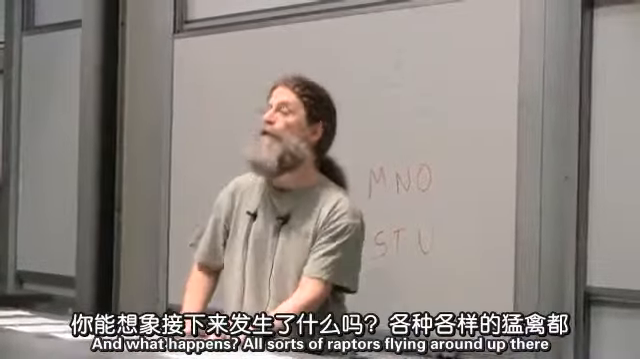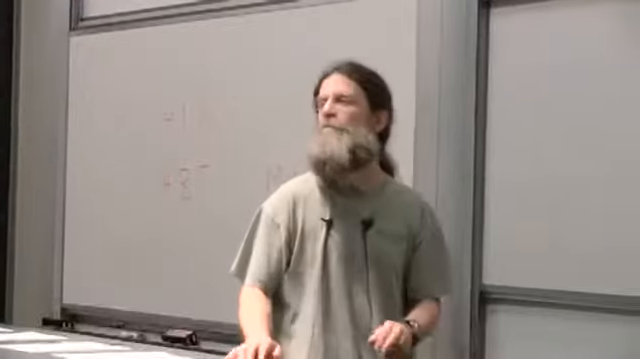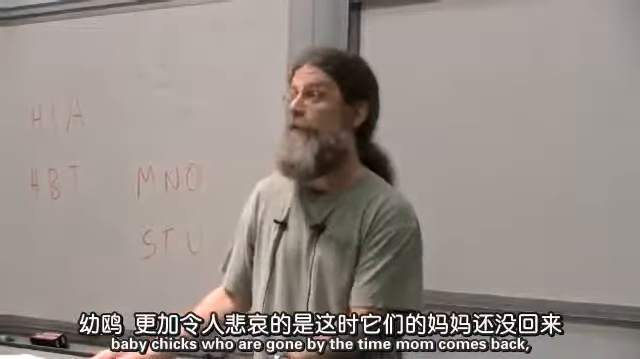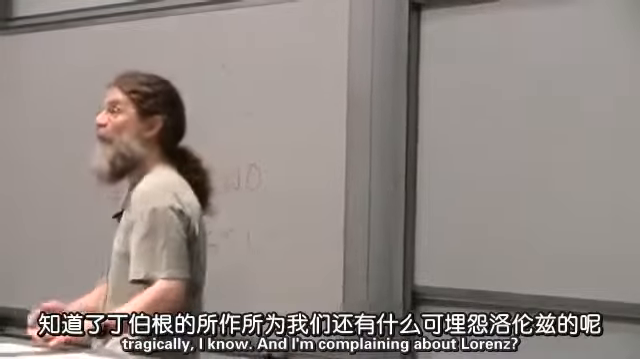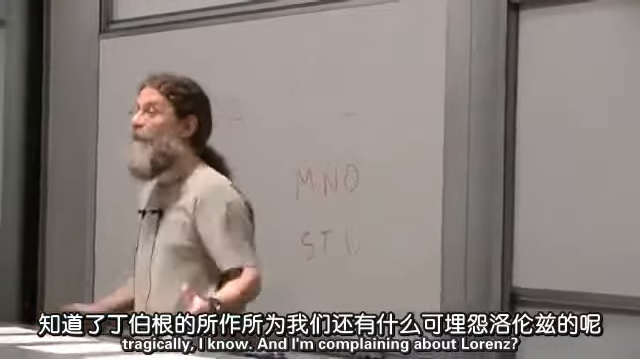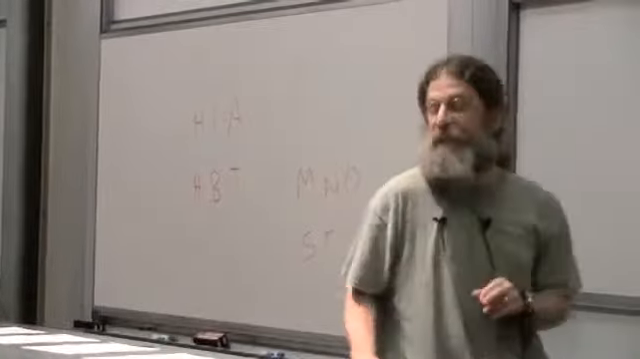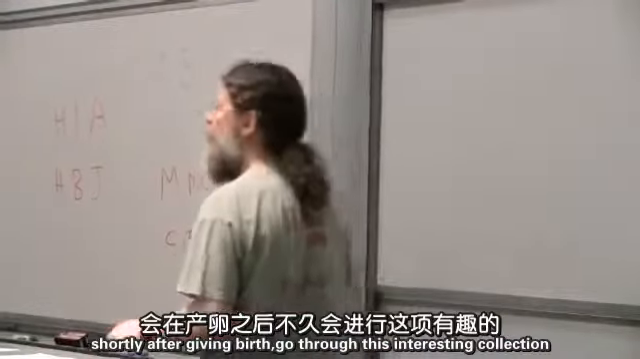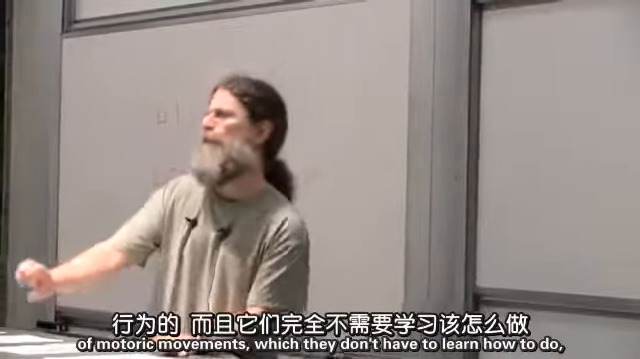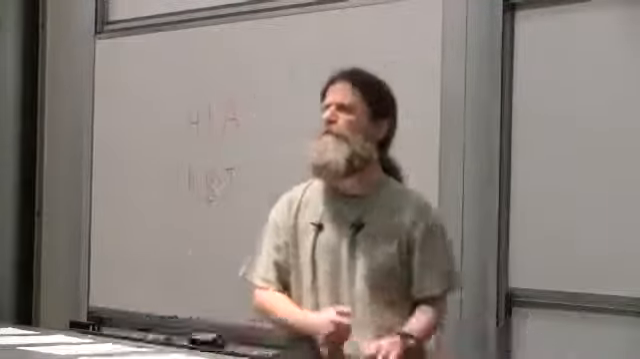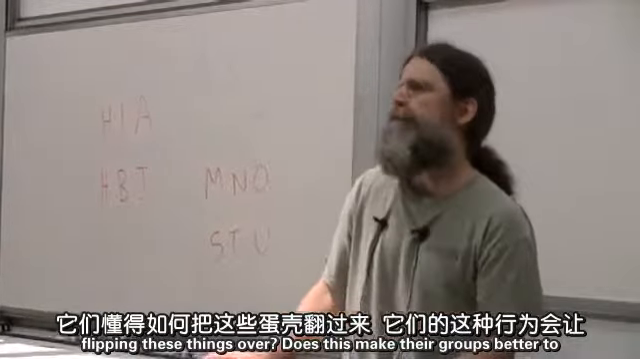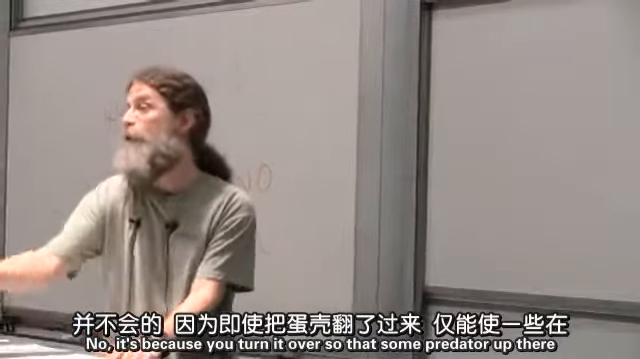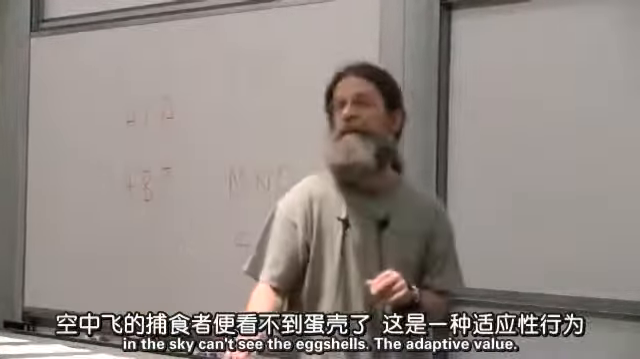And what happens? All sorts of raptors flying around up there are better at spotting that down there are all these baby chicks, who are gone by the time mom comes back. Tragically, I know. And I'm complaining about Lorenz. Okay, but that's showing, why do gull mothers shortly after giving birth go through this interesting collection of motoric movements, which they don't have to learn how to do, of flipping these things over? Does this make their groups better to outcompete those when the next ice age comes? No, it's because you turn it over so that some predator up there in the sky can't see the eggshells.